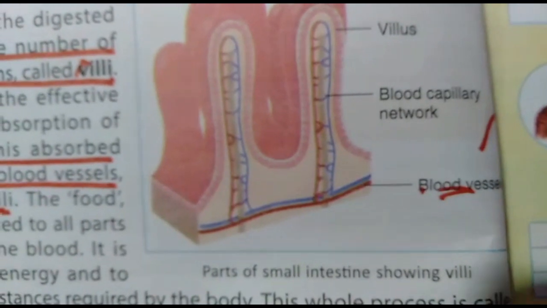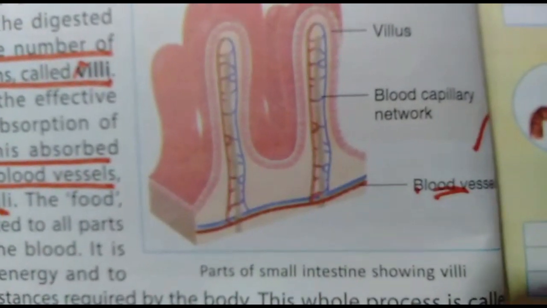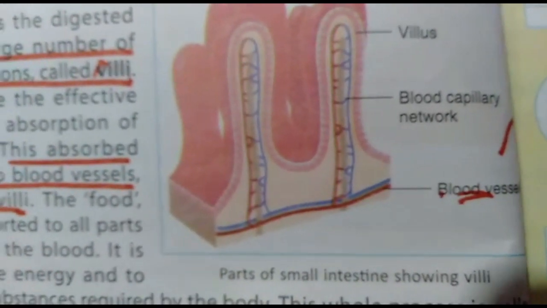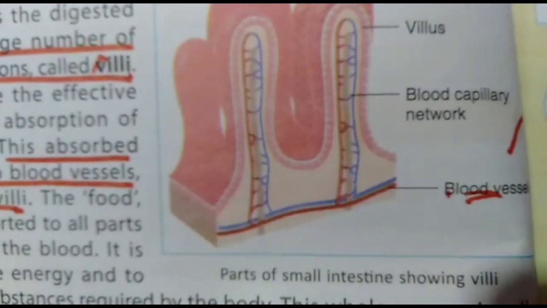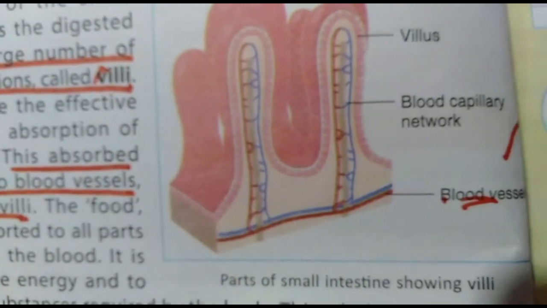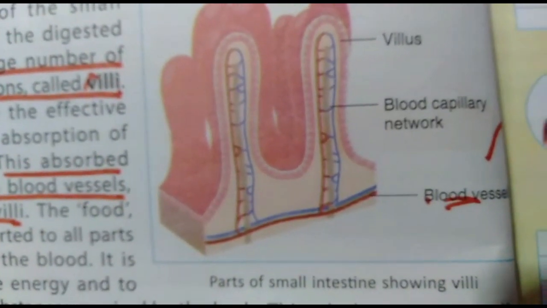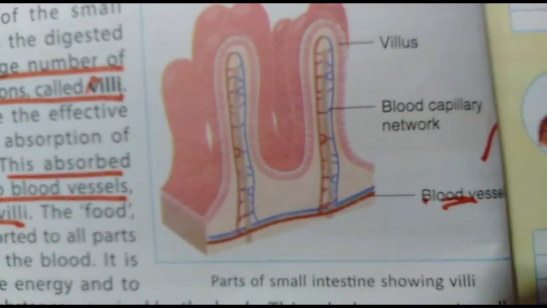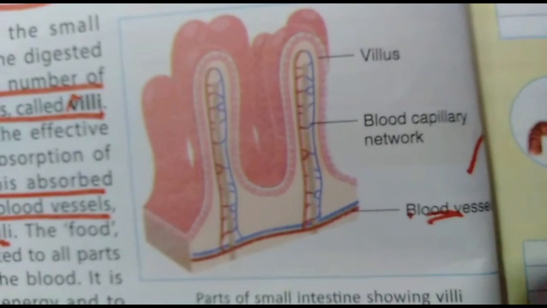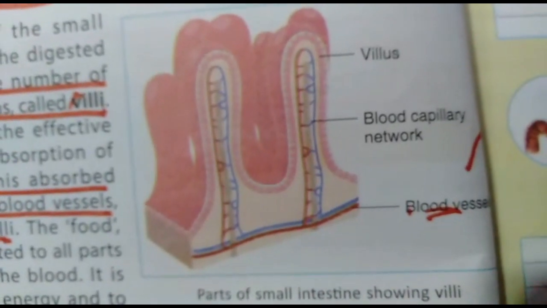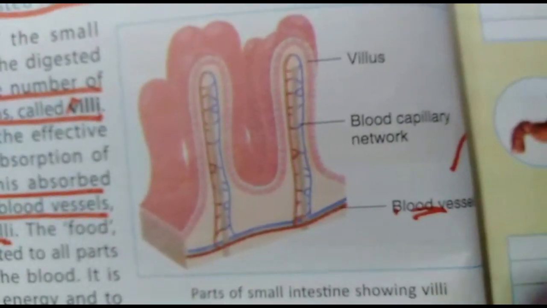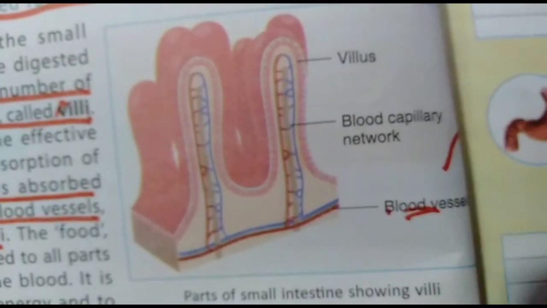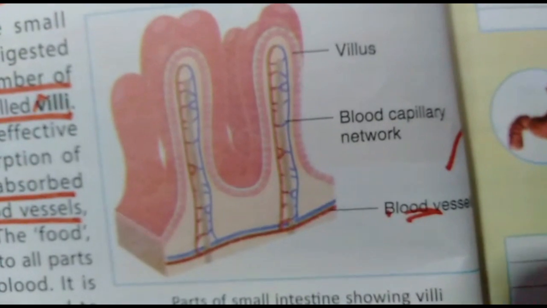And what is our main motive for taking food? For the energy. We take food for the energy. Whatever nutrition we get from the food provides energy to our body and makes our body do work. It also maintains the growth and development of the body and body cells.